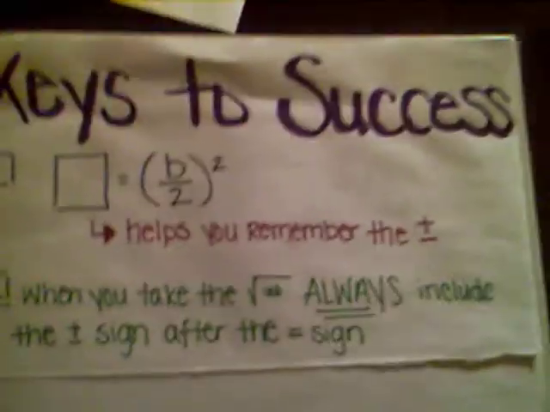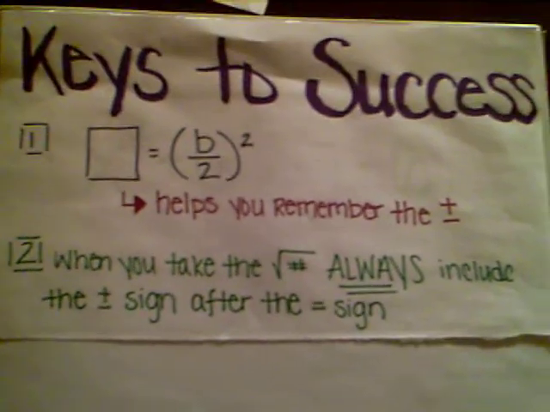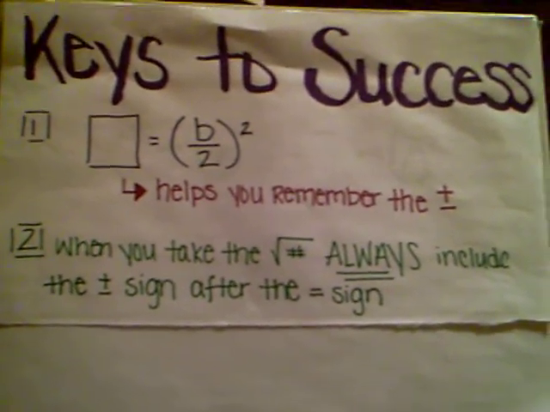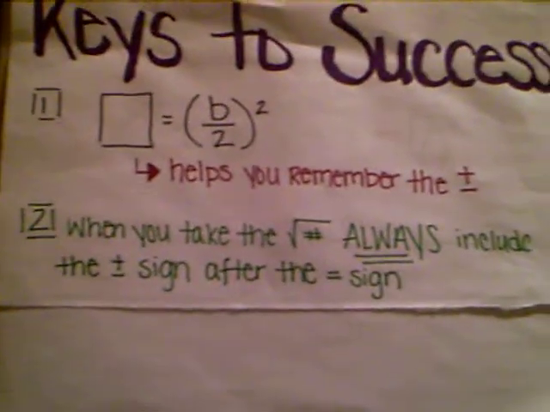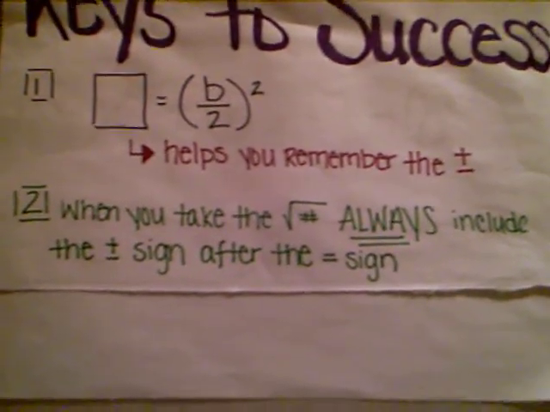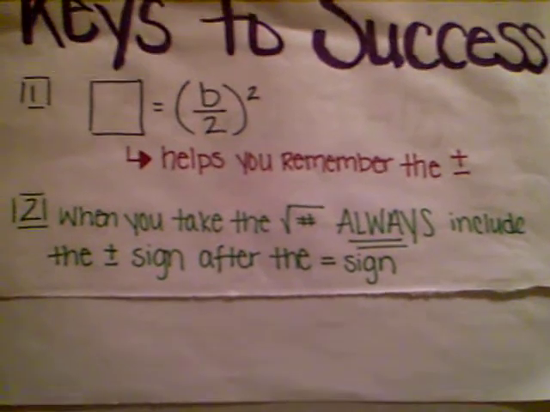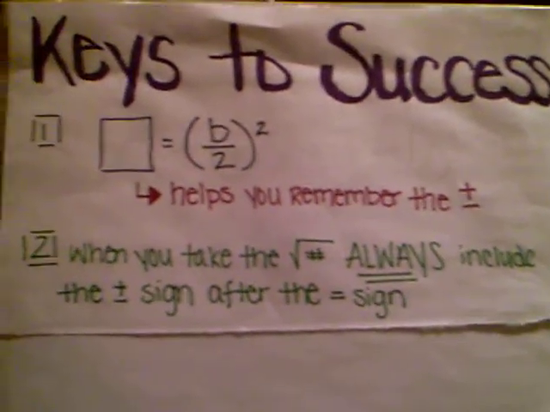The keys to success when completing the square. Always remember that b divided by 2 squared is equal to the square. When you take the square root of any number, always remember to include the positive and negative sign after the equal sign.